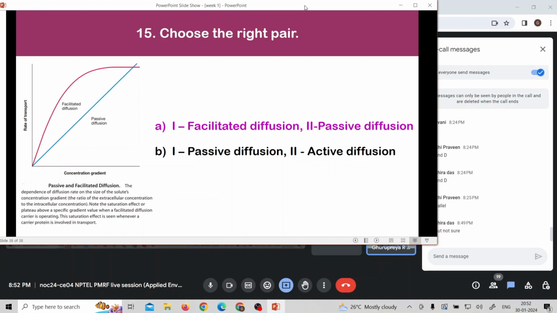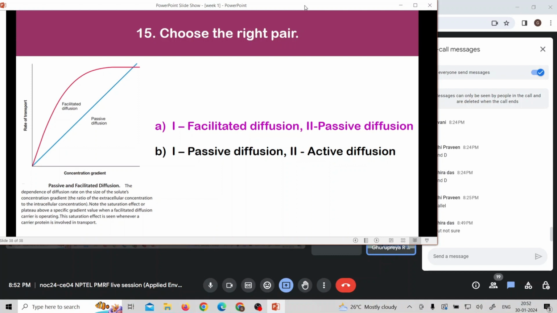When we plot it, we see that along this way the concentration gradient is going to increase, and along this way the rate of transport is going to increase from bottom to top. So when the concentration gradient is increasing, the rate of transport is also increasing. This is a very linear relationship and it is increasing linearly. Here you don't use any molecules which facilitate this process or which make this process happen.